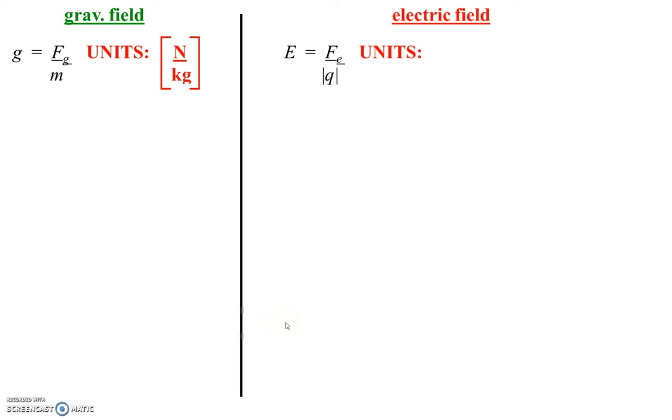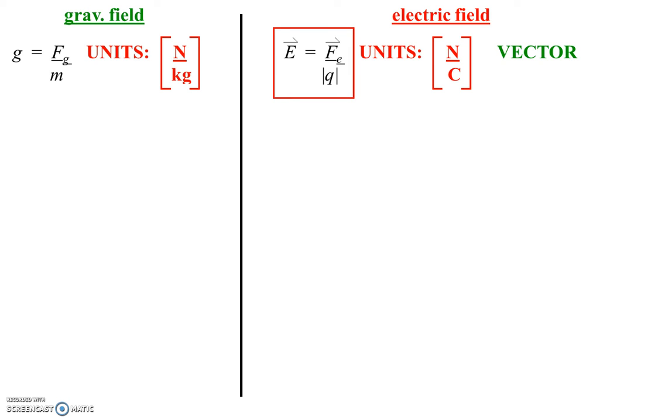What units would electric field be measured in? Well, I think you can clearly see there's going to be force on the top and charge on the bottom. That's going to be newtons per coulomb, very similar to newtons per kilogram. Electrostatic force is a vector, charge is a scalar. That means electric field is going to be a vector as well. And so we can identify this as a vector quantity. And we can box it in as our new equation.